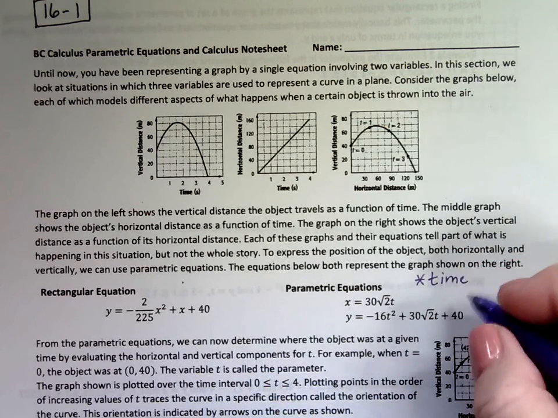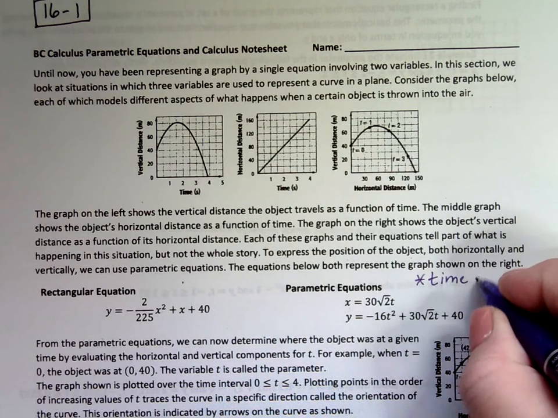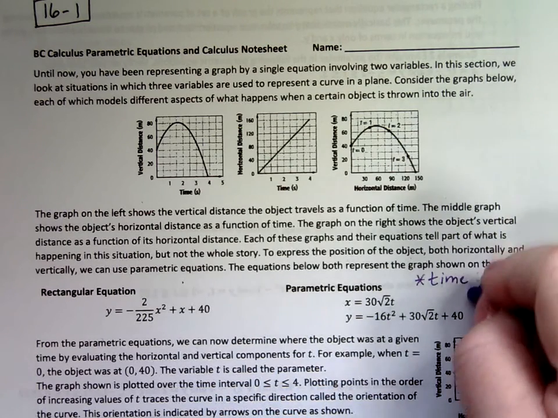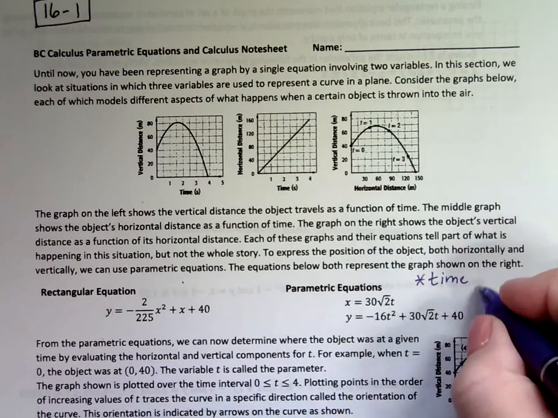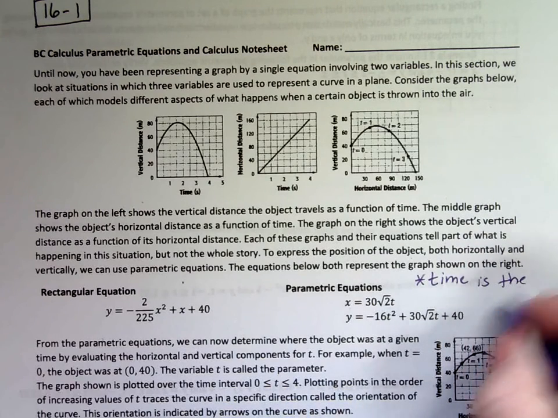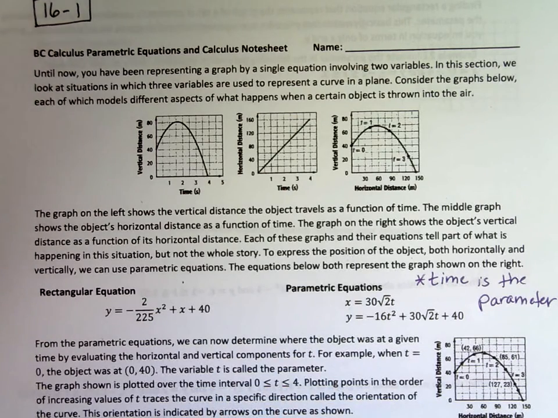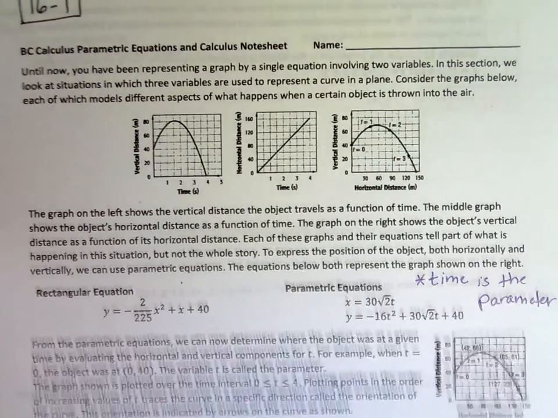T is time, and it's your parameter. Time is the parameter. That's what makes them parametric equations. You end up with a separate equation for x than you do for y, and it's all based off of t being your variable for time. You'll see this more as we do more examples.